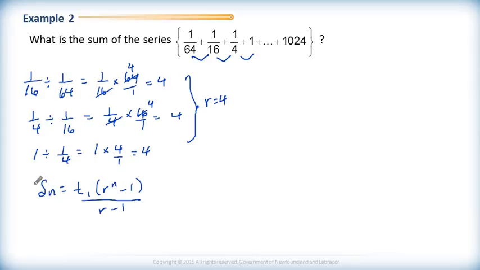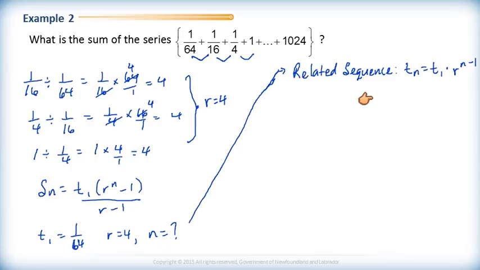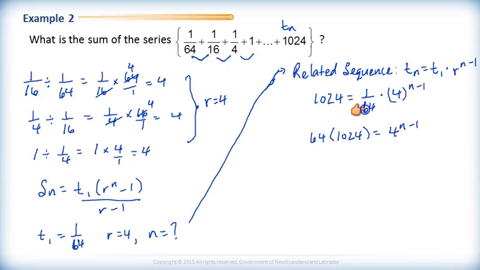Now we want to use our formula for the sum of the terms, but we still don't know n. But guess what? Our related sequence formula is here to bail us out of a pickle. We can use that to find the number of terms. The last term we know is 1024. Term 1 is 1 over 64. r is 4. So I bring that 64 over, multiply it by the 1024, and I get 65,536 equals 4 exponent n minus 1.